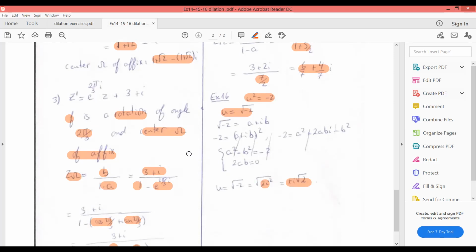This is all about the exercises. This is all about dilation. Tomorrow we'll start with the last chapter in transformation. Okay, see you tomorrow.